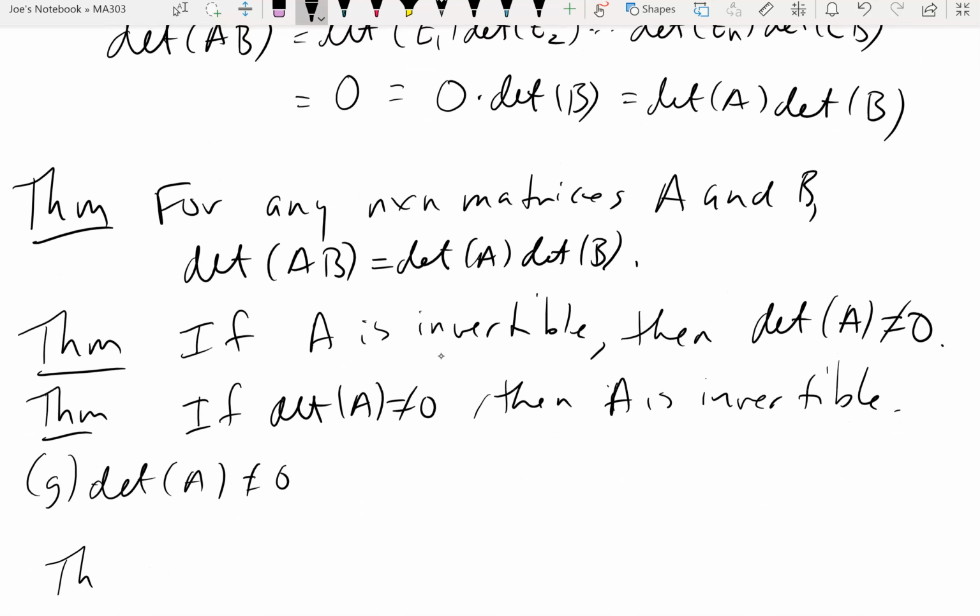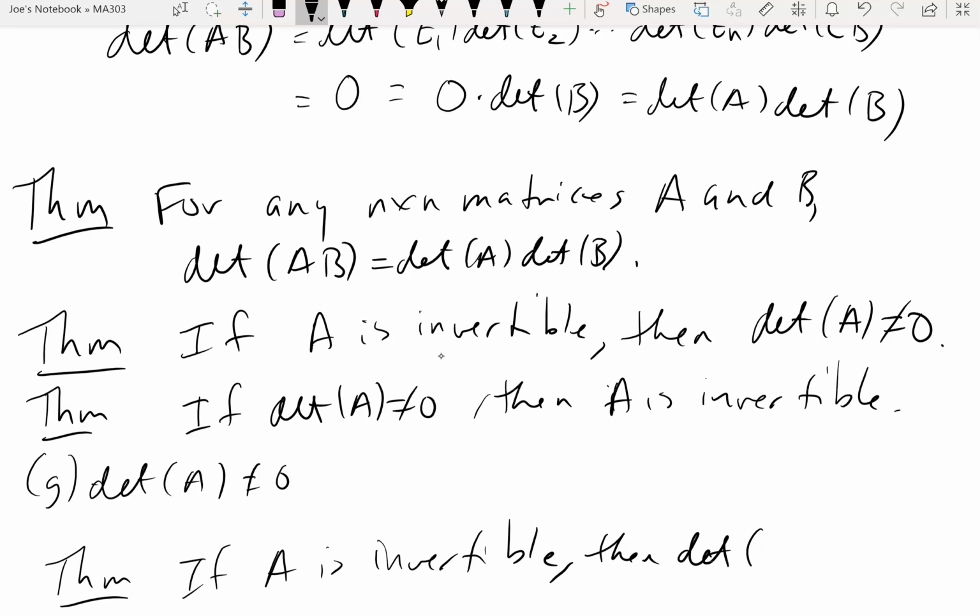Just wanted to add, there's one more thing that we proved. If A is invertible, then the determinant of the inverse of A is 1 over the determinant of A. Now it's a little bit more buried, but it's in the property.